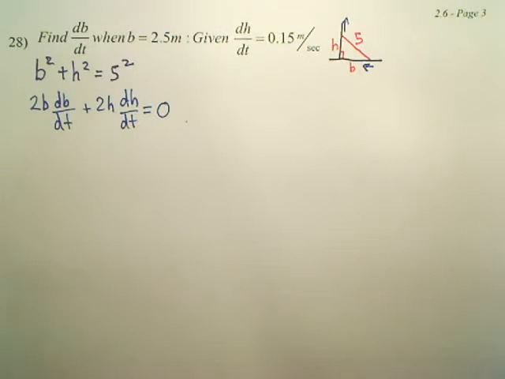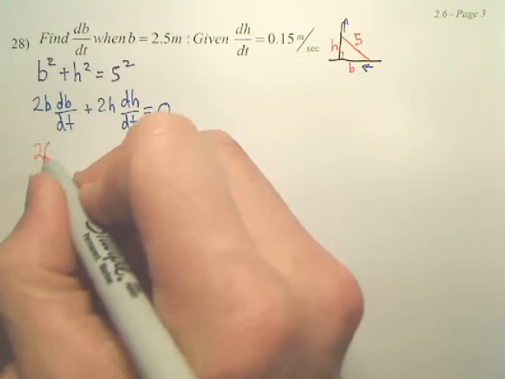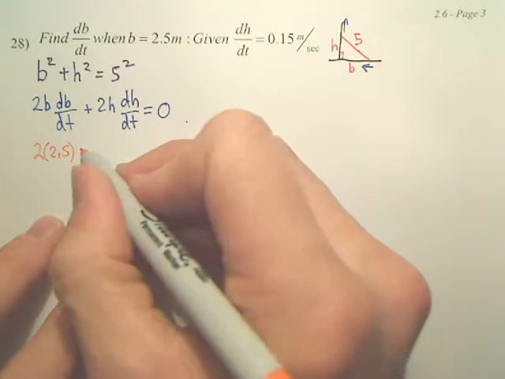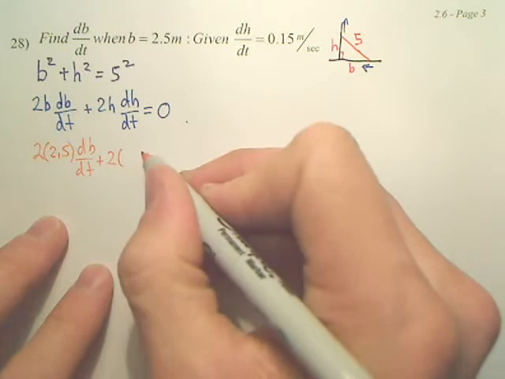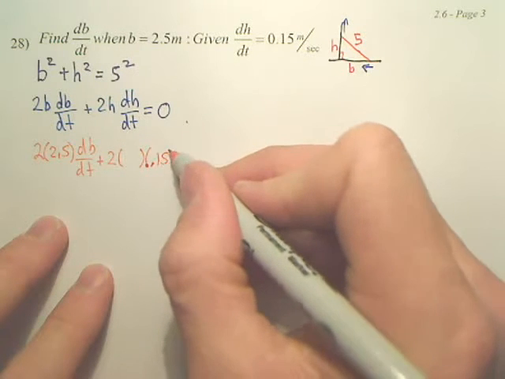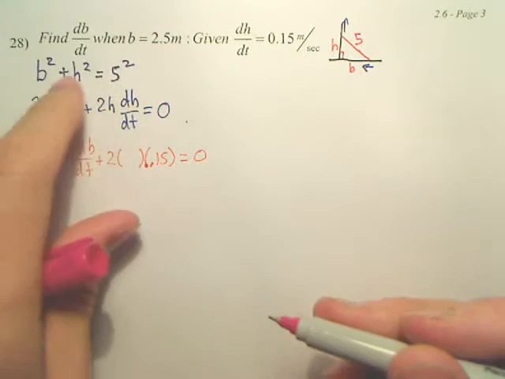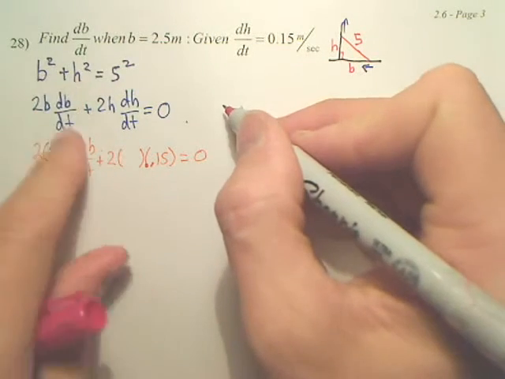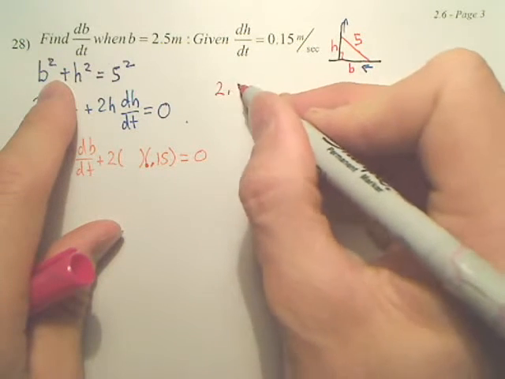Now, what do we now do? We now plug in what we know. We know B is 2.5. We know we want dB/dt. We don't know H, which we have to find still, but we know dH/dt is 0.15. So we still need H. This might be a little tricky for some of you, but it's simple. Go back to here. What's B? 2.5. Going back to here, B is 2.5.